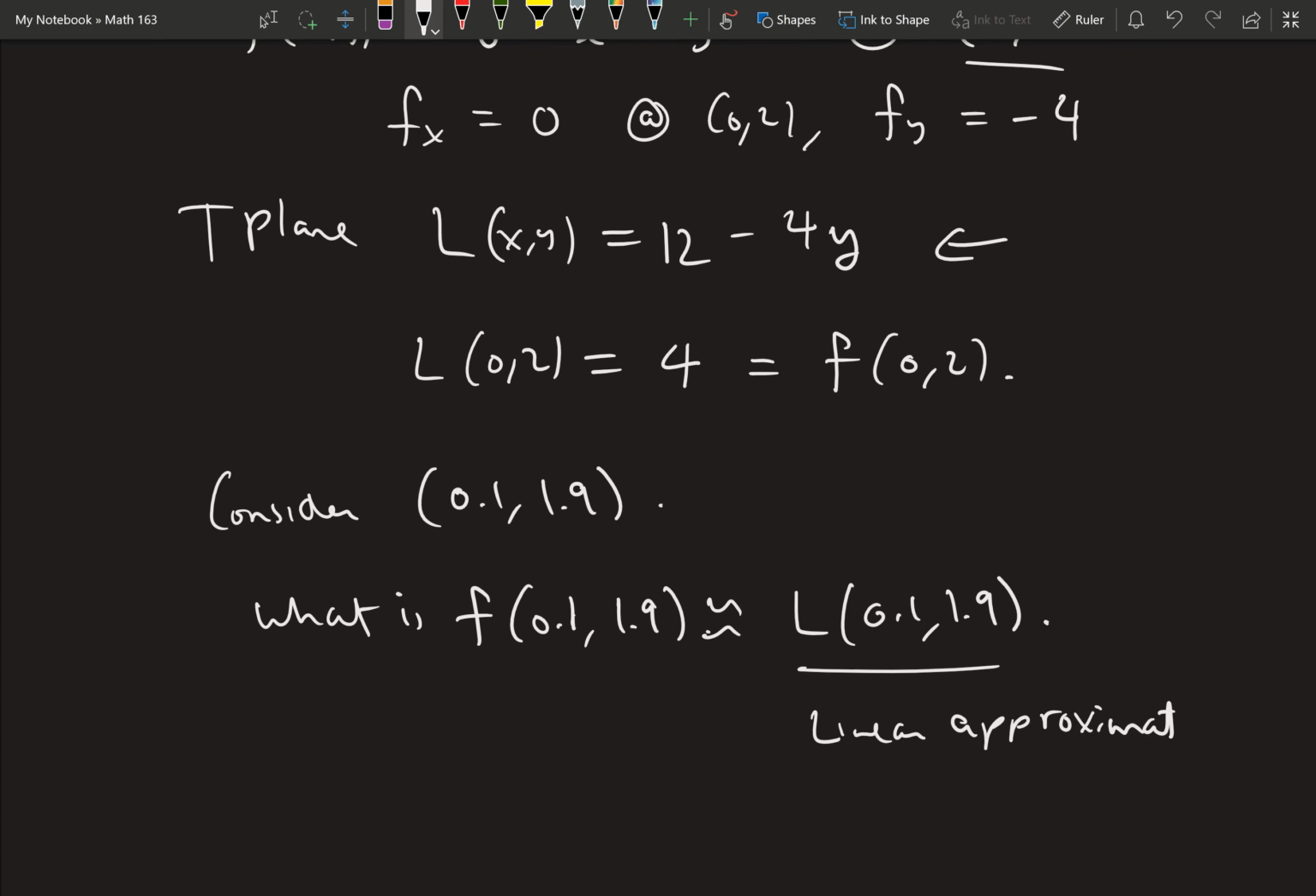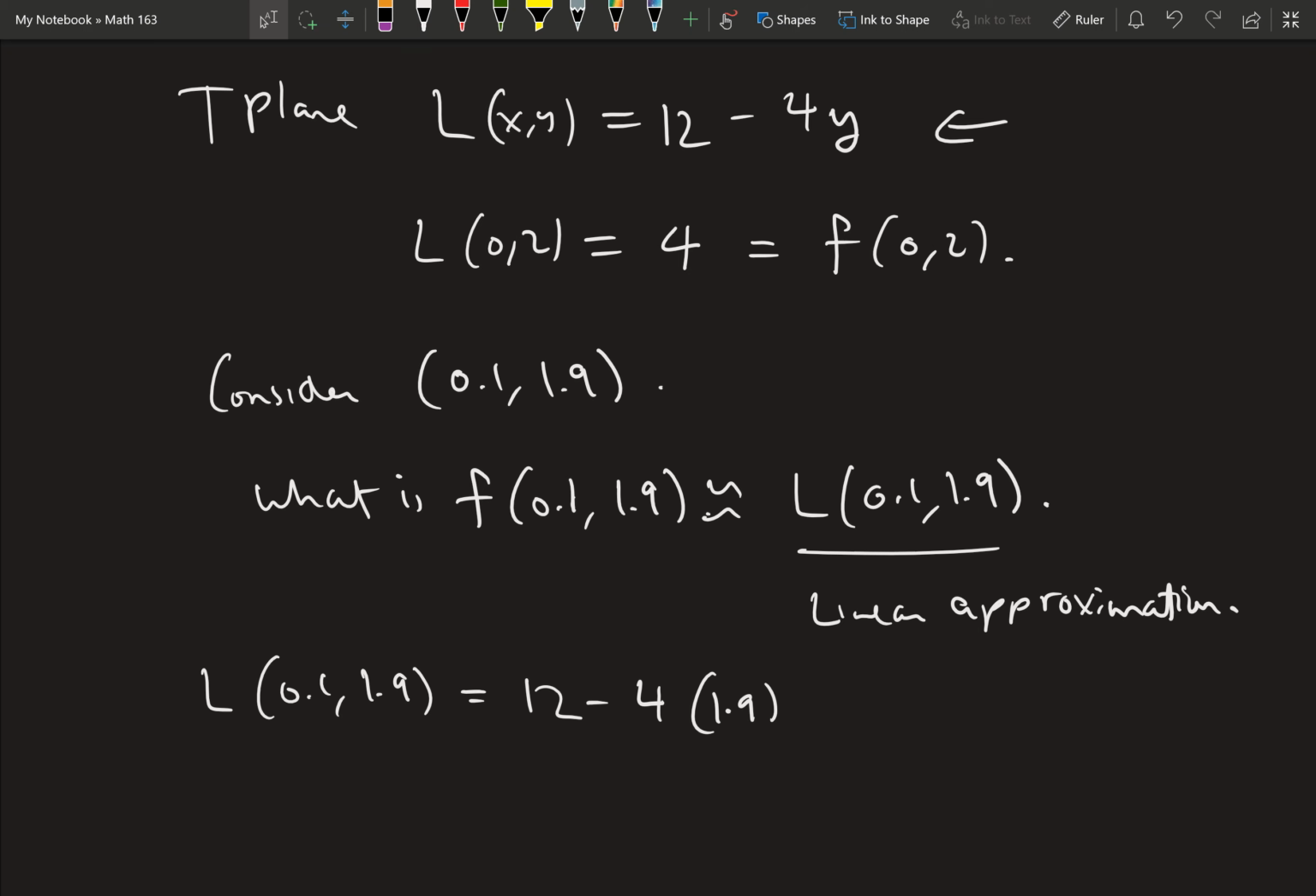Of course, in this particular example, it's not super enlightening. You probably could just plug it in directly. But just for the sake of it, there are lots of practical situations where the linear approximation is all that's really available, especially when you're doing data analysis or something. So you use this linear approximation. What is L of 0.1, 1.9? This is 12 minus 4 times 1.9. So what is that? Let's just punch that into my calculator.